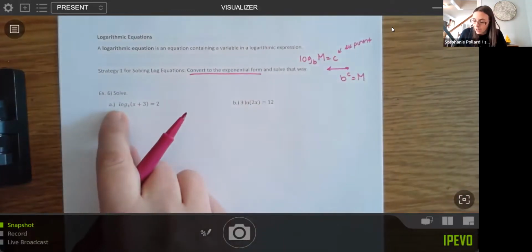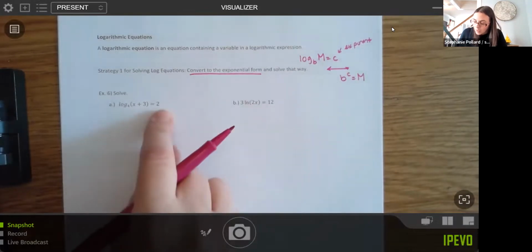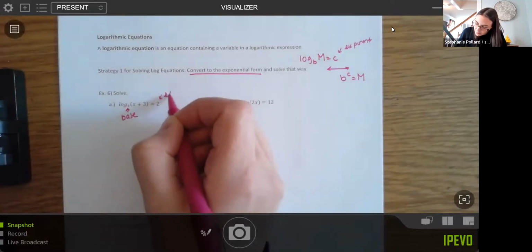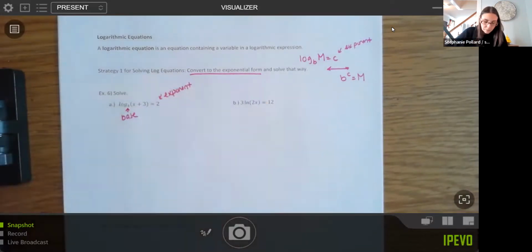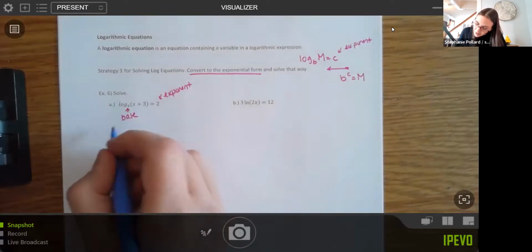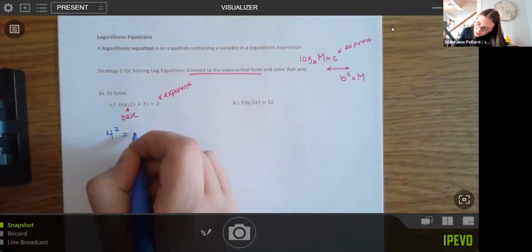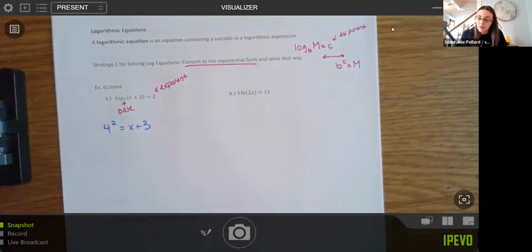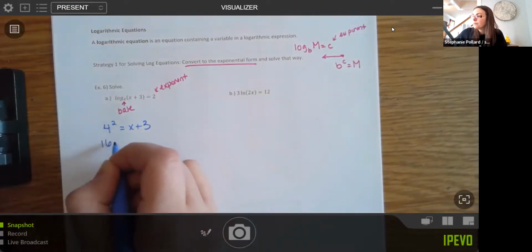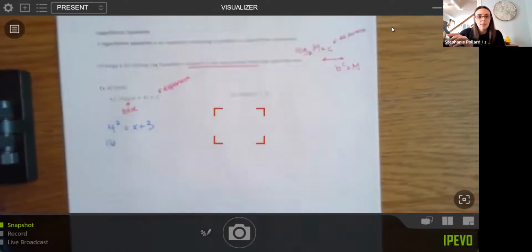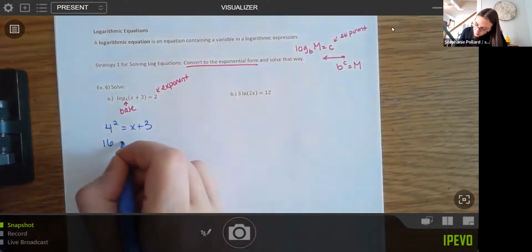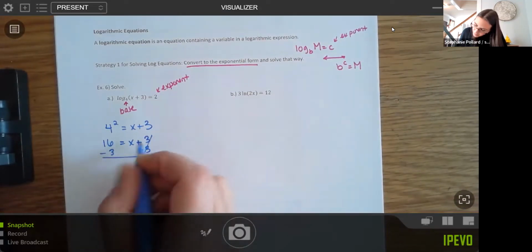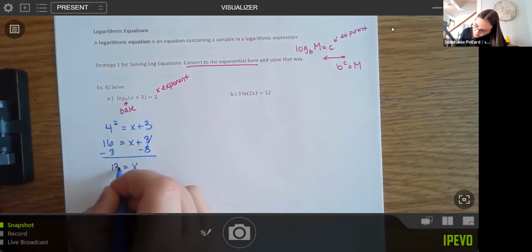So I see I have the log form. Here's my base. Here's my exponent. So if I convert that over, I have that 4 squared is equal to x plus 3. Now this becomes an equation that I'm much more comfortable with. Well, 4 squared is 16. I can subtract 3 from both sides. And I have x is equal to 13 here.